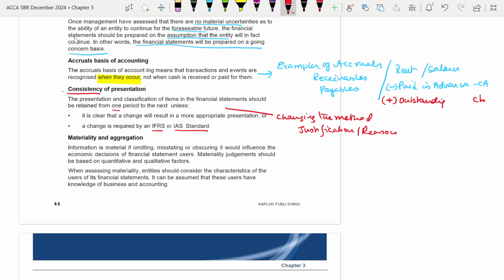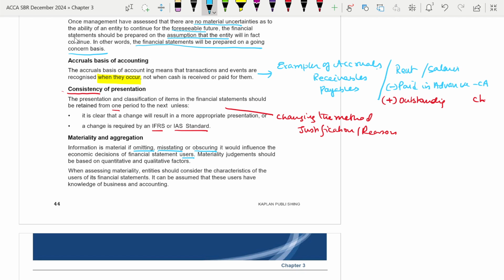See, this is the advantage you will have, is it right? We are not deviating anything. This is the advantage you will have when you are talking about auditing: anything omitted, misstated, or misrepresentation of the amount will influence economic decisions in the financial statement.